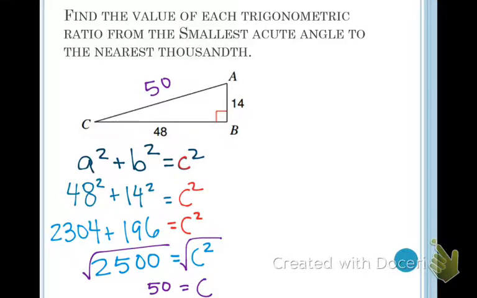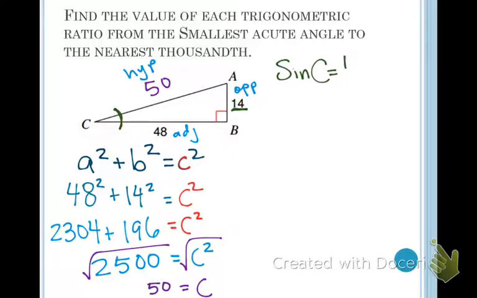So this is what you're going to be doing. We're going to find sine from the smallest acute angle. So what is the shortest side on this triangle? 14. So the smallest acute angle will be across from it, which is C. So for sine from C, we're going to label all of our sides in comparison to C. So which one of these is the hypotenuse? 50. And then the opposite, 14. And then the adjacent, 48.